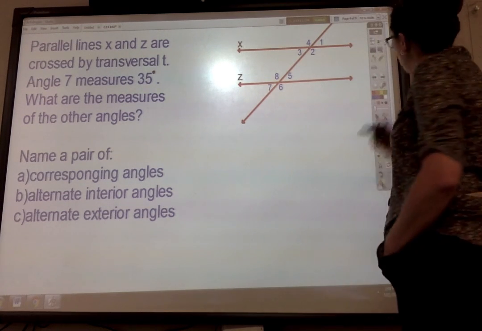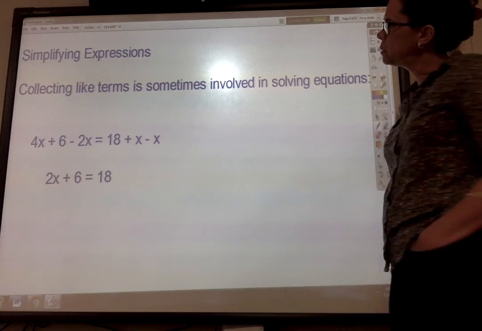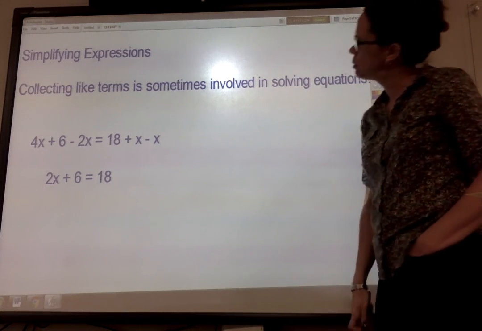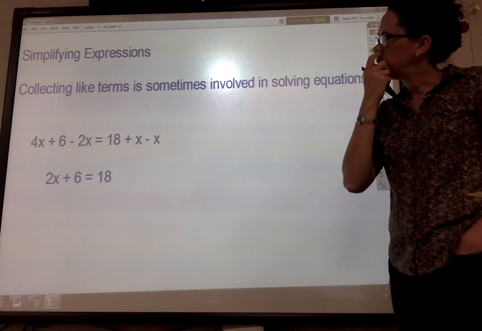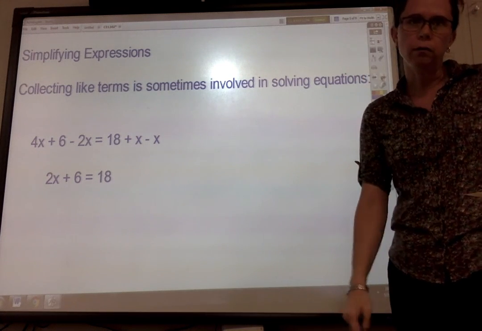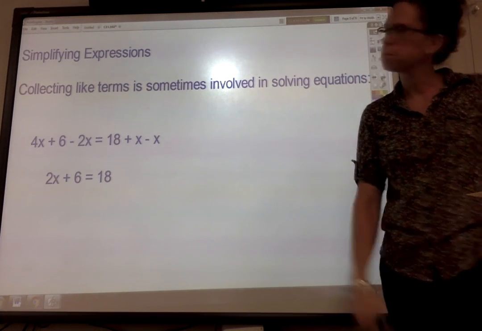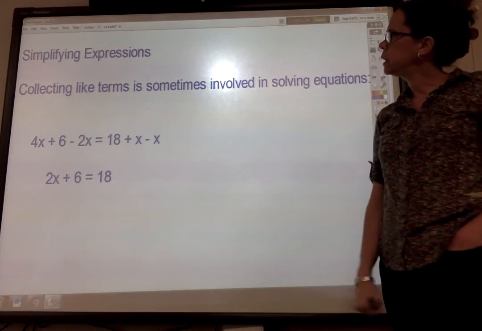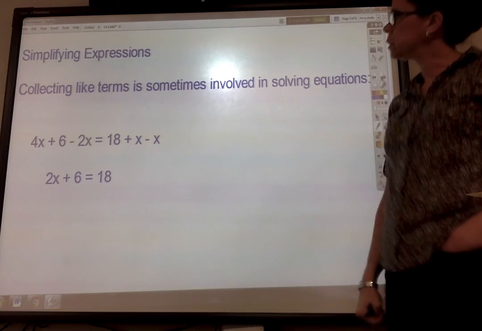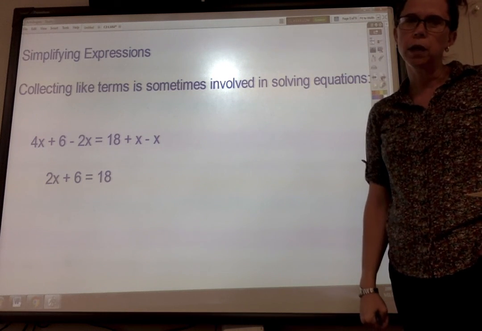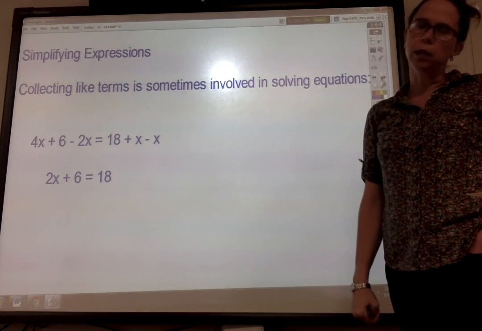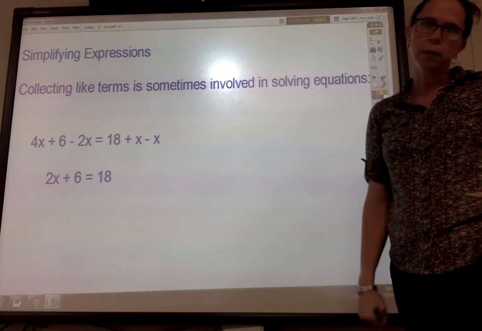Okay? Now let's move on to simplifying expressions. Okay, just got to change gears. We are talking about solving for a variable. Now, collecting like terms is sometimes involved in solving equations. We've been doing a lot of solving equations. We've been doing a lot of collecting like terms. Now we're going to combine them together.